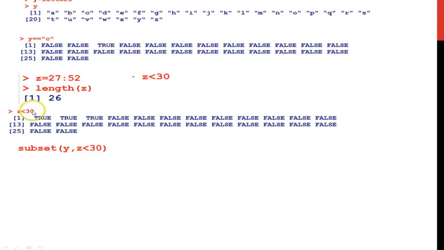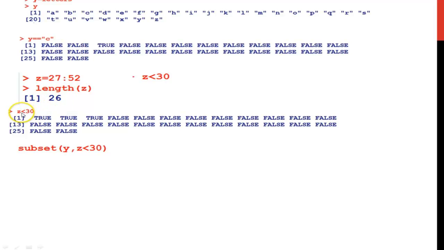We just did it. Z less than 30 is here, right? How many elements are in this vector z? First of all, how many elements are in z? 26. That's the same number of elements as what? In the alphabet, right? Okay, I did that on purpose.